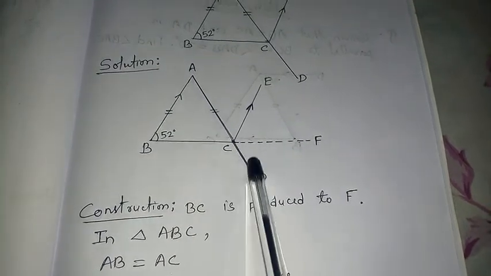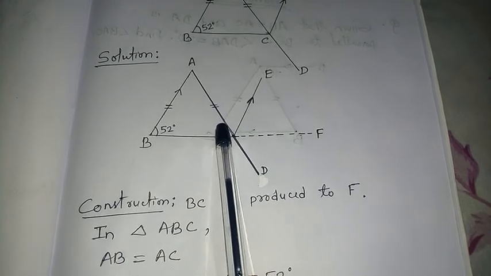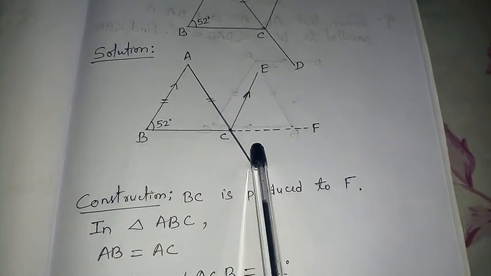Because when two sides are equal, the angles at the base will be equal. So if it is 52, it is also 52. And if it is 52, the lower part will be 52. Why? Vertically opposite. I will just show you one example here.